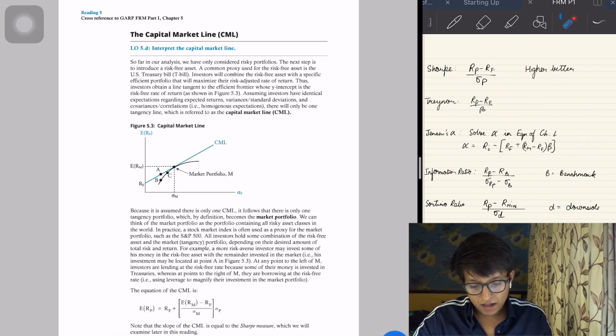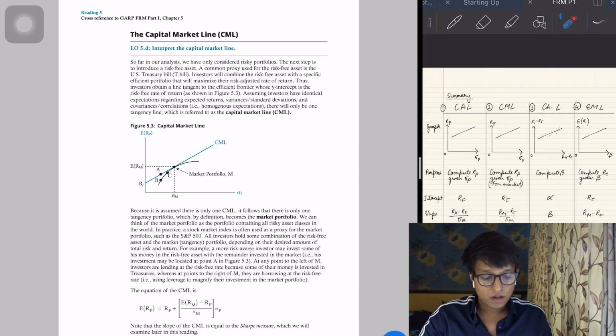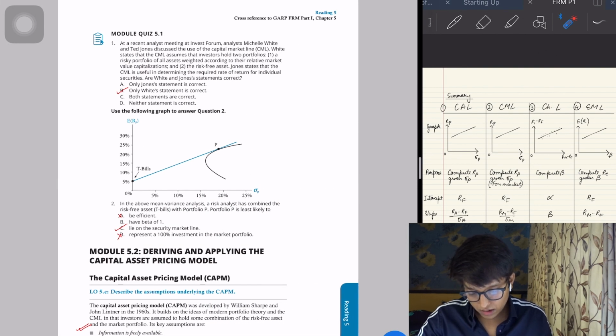Then we move to the capital market line. So, okay, over here they've directly taken the market. They've not done CAL and then CML, but the recommended strategy is to go through the steps one by one. The four steps that I've given: 1, 2, 3, 4. Nothing much to say here.